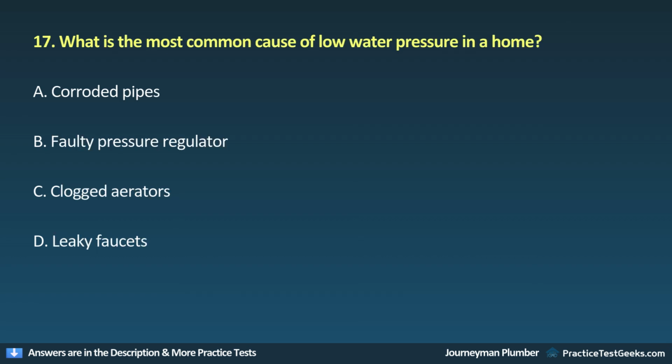17. What is the most common cause of low water pressure in a home? A. Corroded pipes. B. Faulty pressure regulator. C. Clogged aerators. D. Leaky faucets.